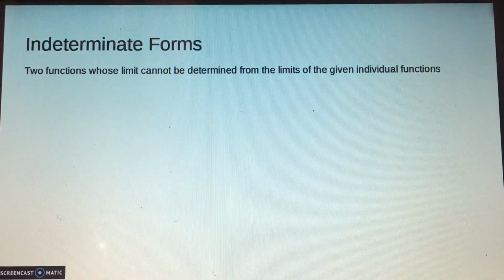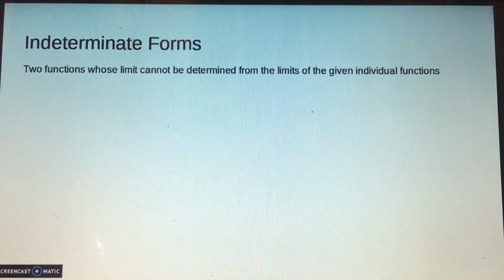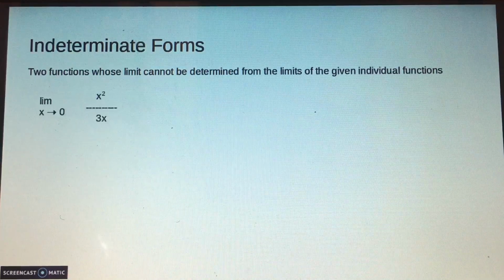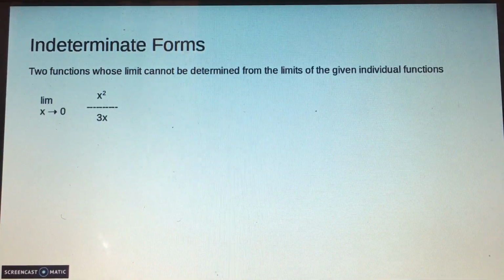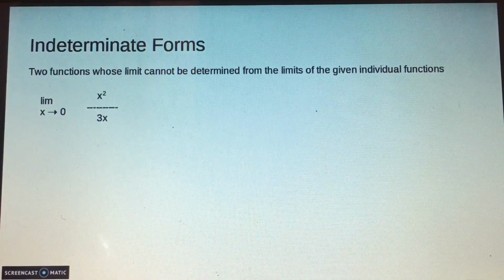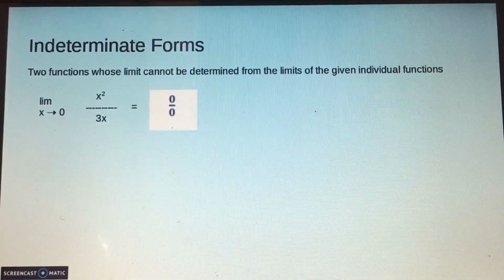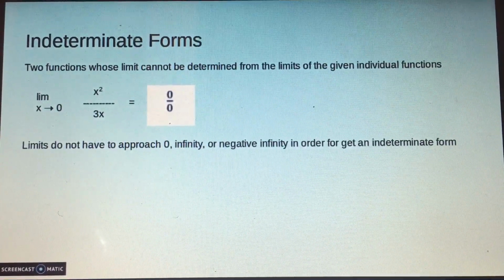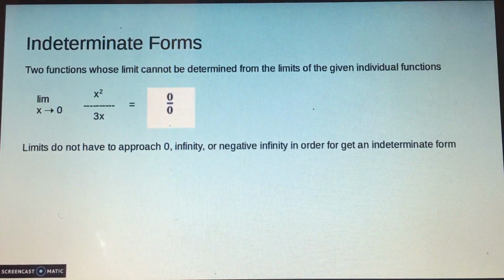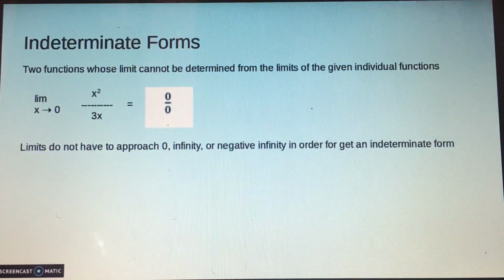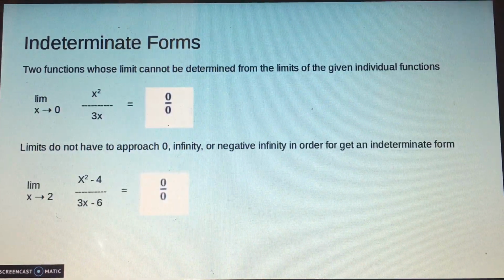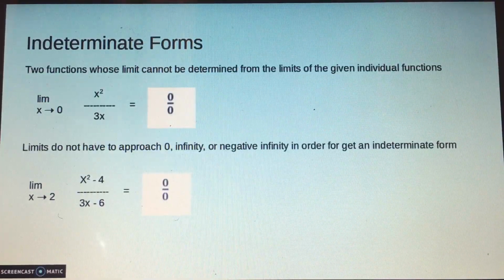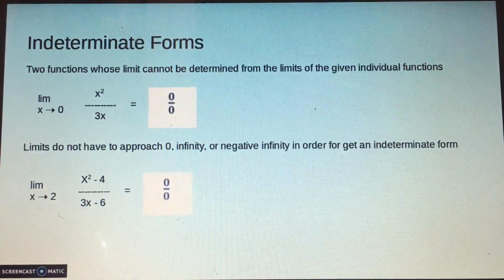Two functions whose limit cannot be determined from the limits of the given individual functions often lead to these indeterminate forms. For example, if we take the limit as x approaches 0 of x squared over 3x and evaluate the limit as is, we will get the indeterminate form of 0 over 0. However, it is important to keep in mind that limits do not have to approach 0, infinity, or negative infinity in order to reach an indeterminate form. For example, if we take the limit as x approaches 2 of x squared minus 4 all over 3x minus 6, we will also get the indeterminate form of 0 over 0.